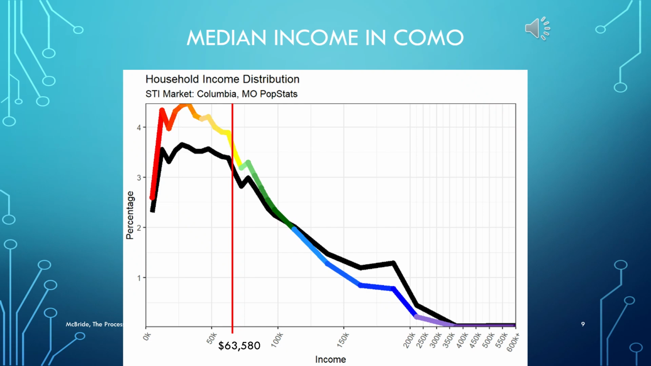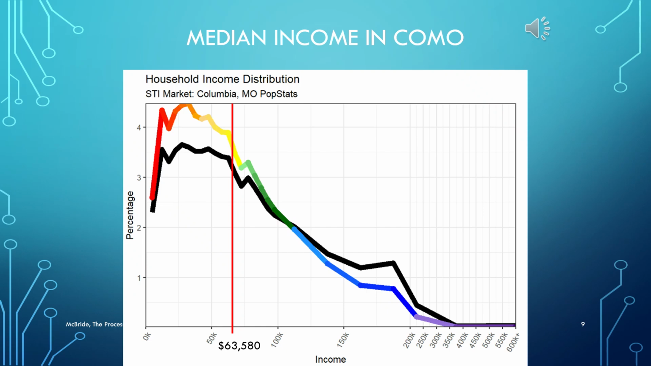So what we have here is annual household income. There's two lines. The colorful one is what Missouri residents make, or Columbia, Missouri residents make, and the black line is actually the national average. So you can see that there's a lot of people who make between, let's say, $20,000 and $60,000 a year, because if you look on the y-axis, which is percentage of households, those are really high percentages, around 4% or something like that.